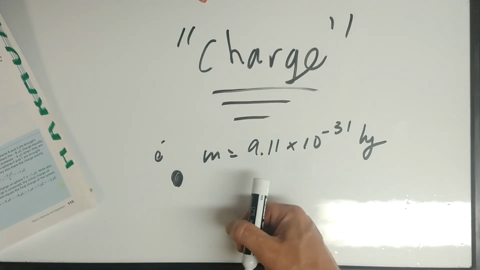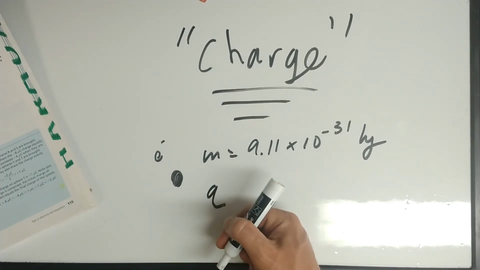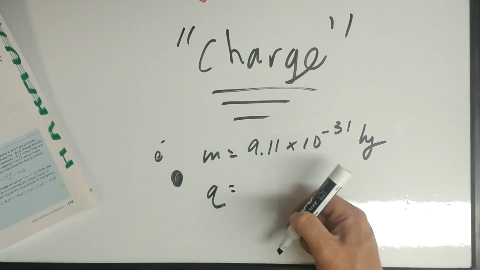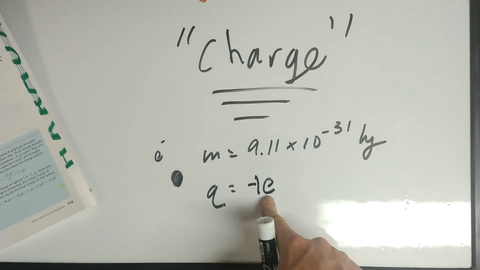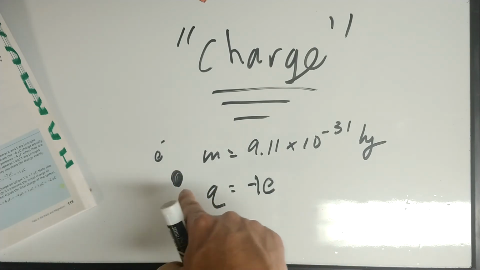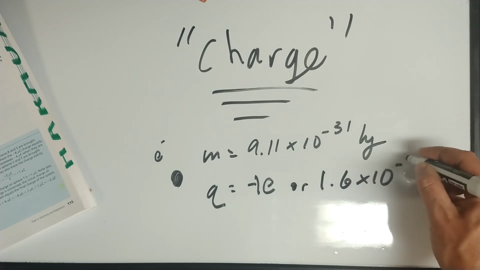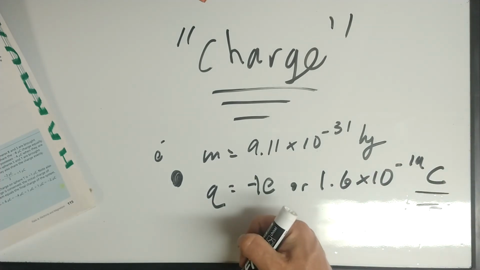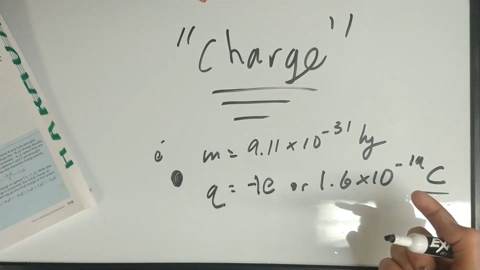What's the charge of an electron? Well, the symbol we use for charge is a Q, a lowercase q. Now, there's actually 2 ways to represent the charge of an electron. Negative 1e, where e is the fundamental charge unit, just assigns 1 unit of charge to an electron and a proton, or 1.6 times 10 to the minus 19th coulombs, which is technically the scientific base unit for charge.